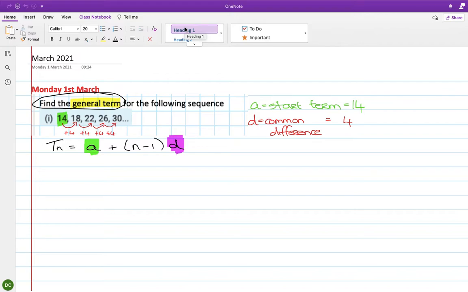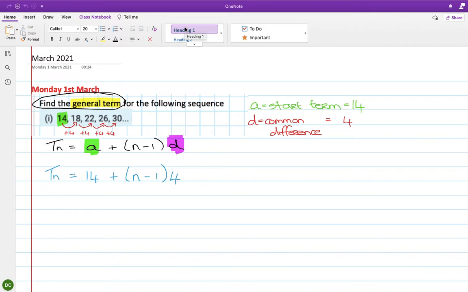Okay, now we're going to put them in. Everything else just gets copied. So Tn is going to stay as Tn. Next is the equals. Now the A gets replaced, and it gets replaced with 14. The next bit doesn't, so copy the plus, copy the bracket, copy the n, copy the -1, copy the bracket. All just copied. And then D gets replaced with a 4.